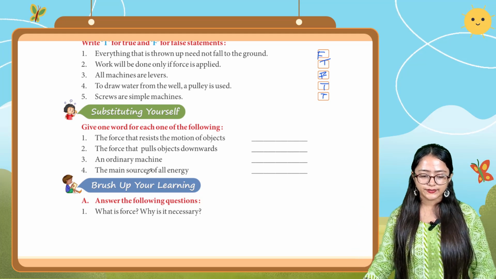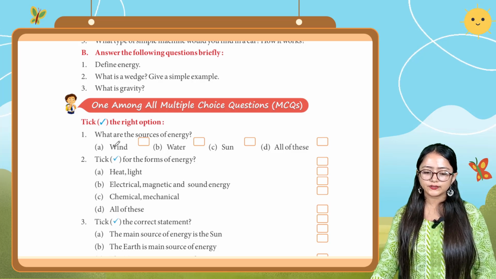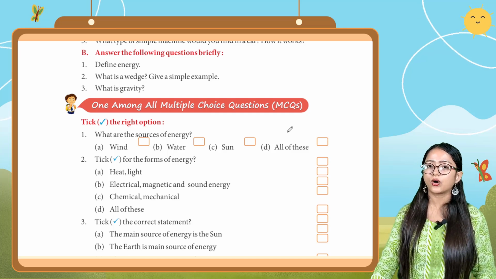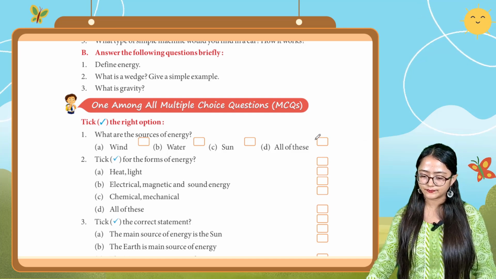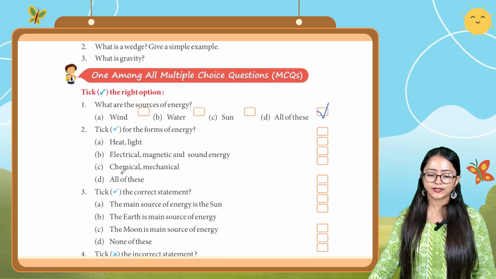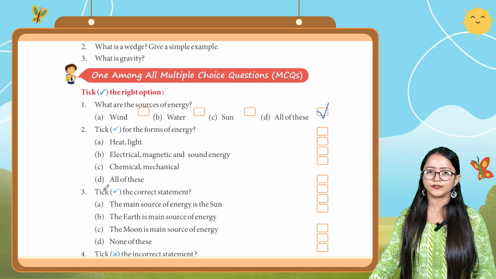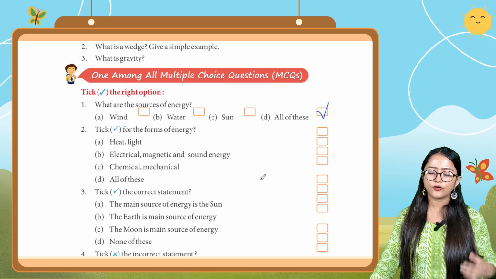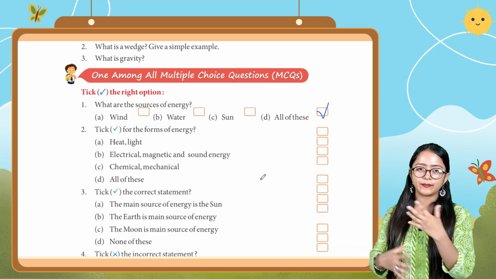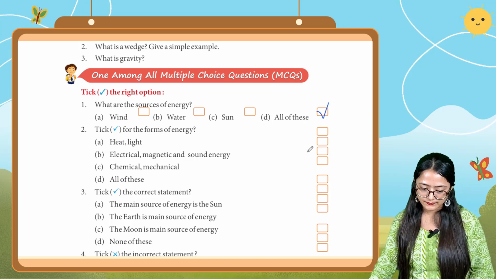Next one is MCQ. Take the right option. What are the sources of energy? Is it wind, water, sun, or all of these? It is all of these. So take that one. Next is take the form of energy. Is it heat, light, electrical, magnetic and sound energy, chemical, mechanical, or all of these? Basically, the form of energy can be heat, light, electrical, magnetic, sound, chemical or mechanical. So that means it is all of these. So tick this one, all of these.